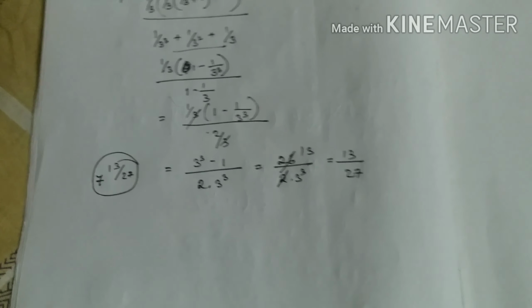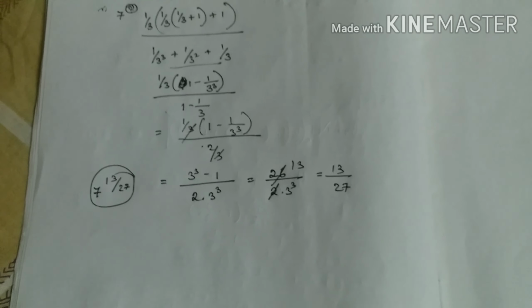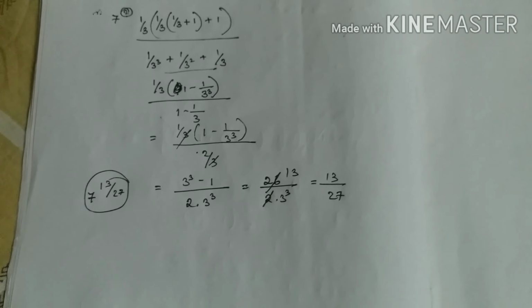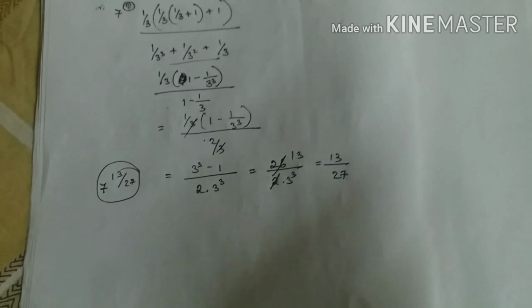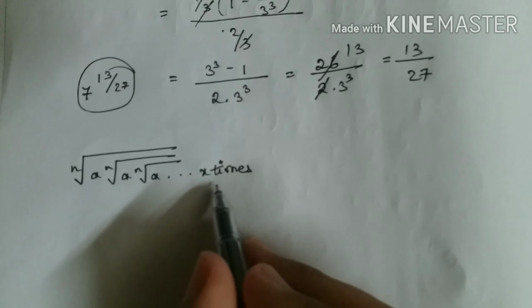Okay, so now we will derive a general formula for both the questions 9 and 10. Even if the power is 4 or 5, we can use that formula for every question of this type. Okay, so let's derive the formula now. So now we are deriving the general formula. Okay, suppose it's given nth root of a, x times.